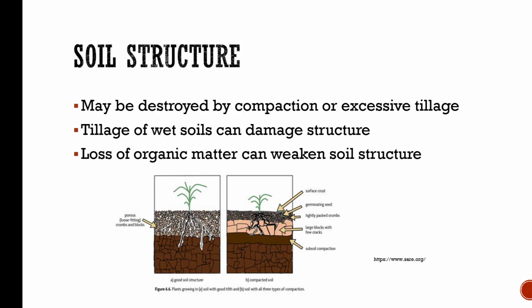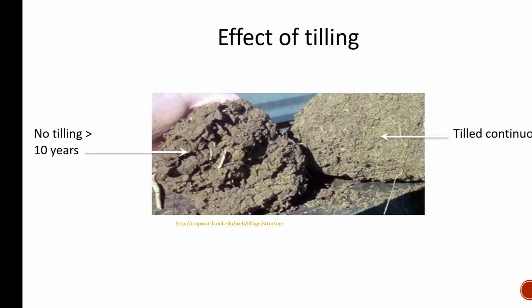So, soil structure can be destroyed by compaction or excessive tillage. Tillage of wet soils can definitely damage structure. And of course, loss of organic matter can weaken soil structure. So here's a picture of soil on the left that had no tilling for 10 years. You can see it's got nice aggregation. If you look on the right, you'll see soil that's been tilled continuously. There's very little pore space and no aggregation.